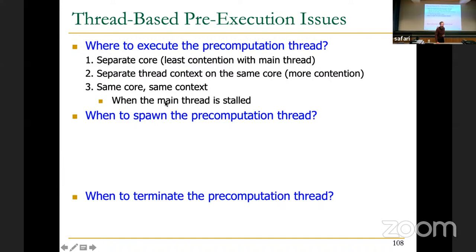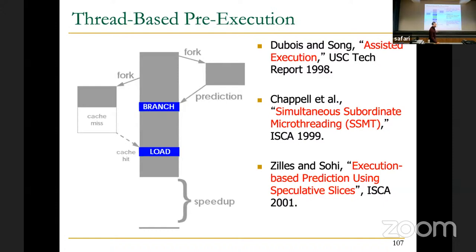When do you spawn the pre-computation thread? Where does that fork instruction go over here? Now you have a problem again, right? If you put the fork instruction too early, maybe you will never get to this load or never get to this branch. But you want to put it early enough so that this cache miss is done right before this load is executed, for example, right? If you actually put the fork instruction right here, maybe the cache miss that's generated over here is done over here and the load stalls.